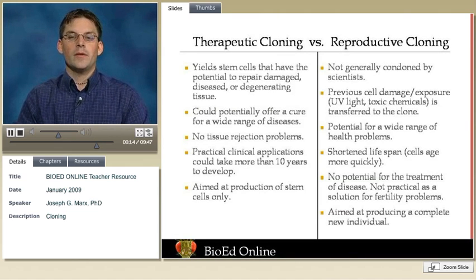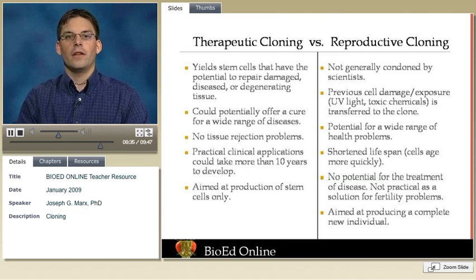Up to this point, I've been specifically talking about therapeutic cloning. However, reproductive cloning is using somatic cell nuclear transfer to produce an entire new individual. There are significant risks associated with reproductive cloning. As such, scientists generally oppose reproductive cloning.